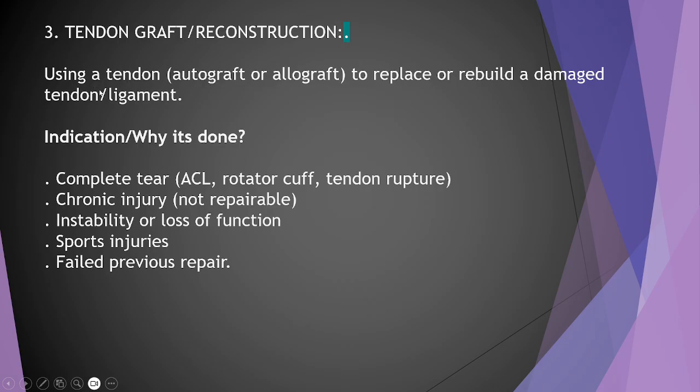Damaged tendon or ligament structure. So the tendon graft has been done. Why does a tendon graft need to be done? If there is a rupture in the tendon, the intent of the procedure will be the same, but we have to check what procedure has been given. Complete tear, instability, loss of function, failed previous repair. So a tendon graft will be done, using a tendon autograft from the same person or an allograft from a different person, to replace the damaged tendon.